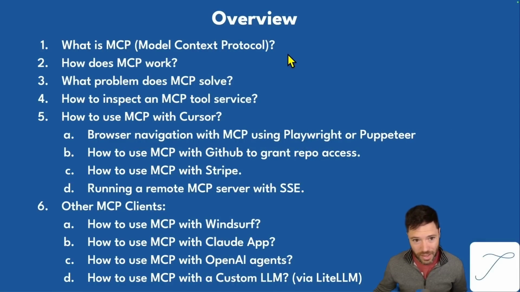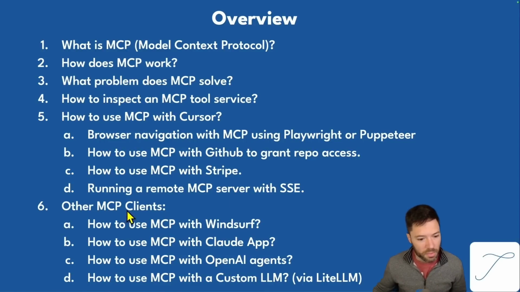I'll explain what is MCP, how does it work, the problem that it solves, how to inspect an MCP tool service like, say, a GitHub tool or a Stripe tool. Then I'll go through in detail how to use MCP with Cursor. I could really have picked any of these clients that integrate with MCP, but Cursor works well. So I'll show you browser navigation. I'll show you how to control access to GitHub repos, how to get information from Stripe, and then also how to run MCP in a remote fashion. And I'll describe why you can run MCP remotely versus just run it locally.